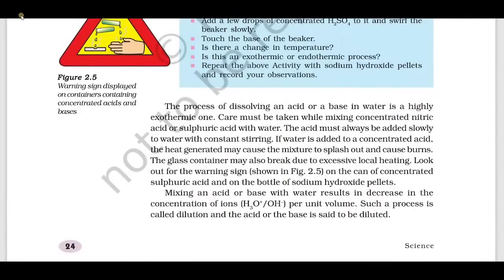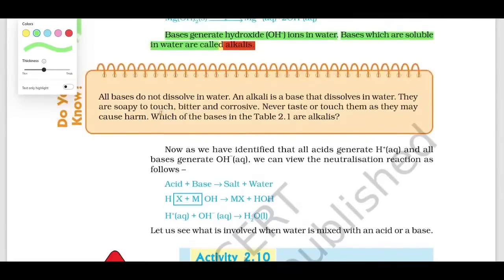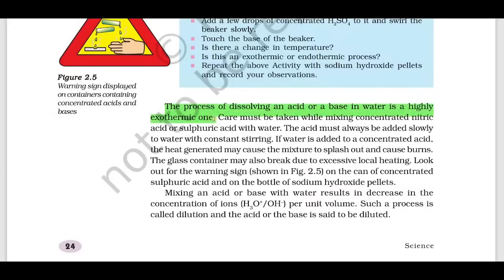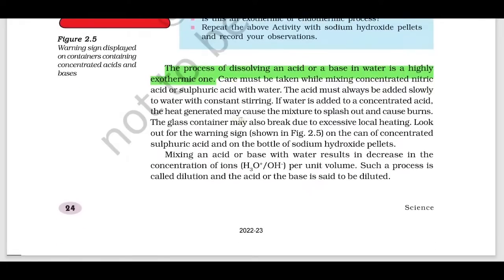Again, we have the concept that the process of dissolving acid or base in water is highly exothermic. That means a large amount of heat is evolved. So we must take precautions when dissolving an acid or base in water. The acid must always be added slowly to water with constant stirring, not water to acid.